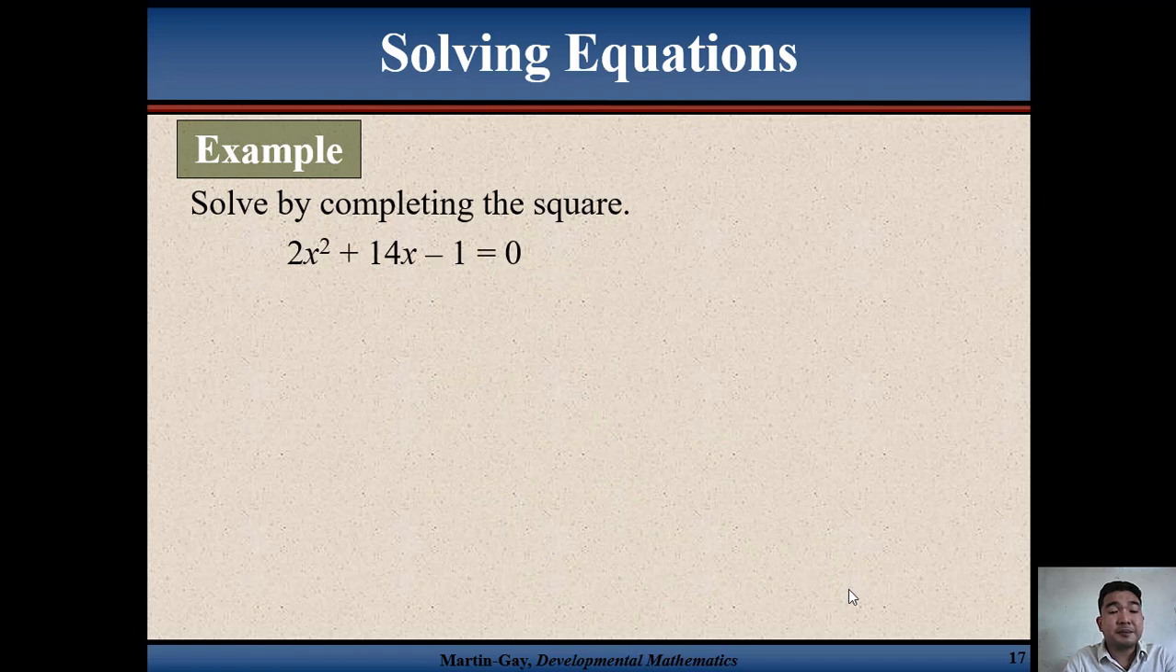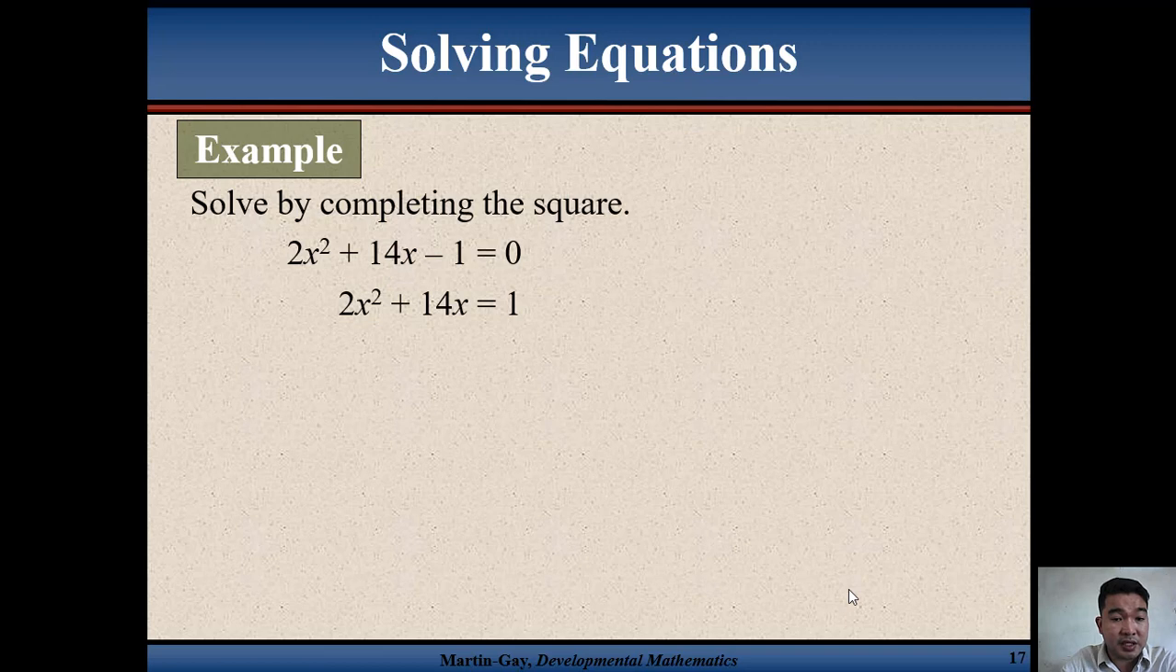Another example. So we have here 2x squared plus 14x minus 1 equals 0. We have a numerical coefficient in the x squared term. So what we have to do is eliminate that by dividing the whole equation by its numerical coefficient, which is 2. So dividing the whole equation by 2.